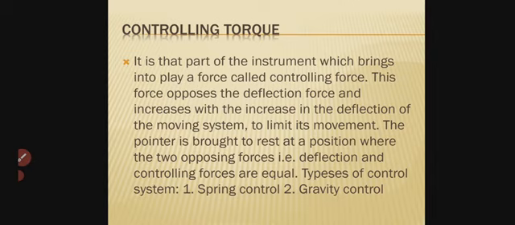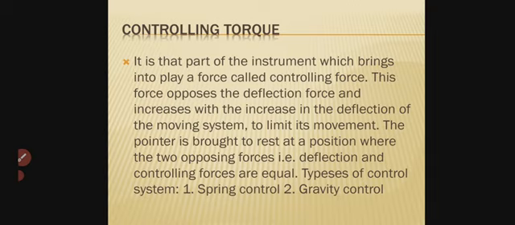To limit its movement, the pointer is brought to rest at a position where the two opposing forces, that is deflecting and controlling forces, are equal. Types of control system: the controlling torque is provided in the instrument by the spring control method and the gravity control method.